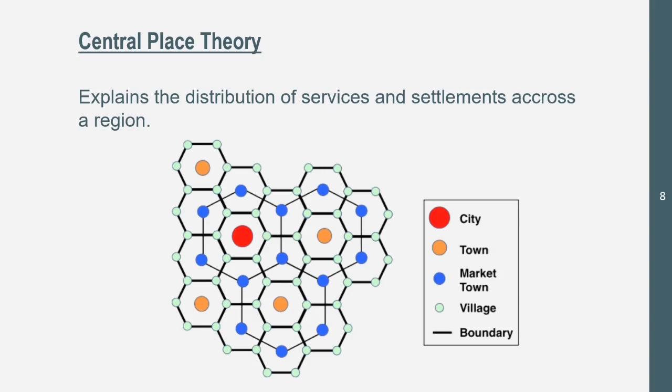Now let's get into our final part of the video, the central place theory. The central place theory explains the distribution of services and settlements across a region. So we can see here the main city is this red dot in the middle of a hexagon. Towns are going to be orange and a little farther away. Market towns are going to be in between a town and a city. And then villages are going to be at the angles, at the dots of those hexagons. So there's going to be one city, a small amount of towns, a moderate amount of market towns, and a high amount of villages. The hexagon connects them all together continuously.